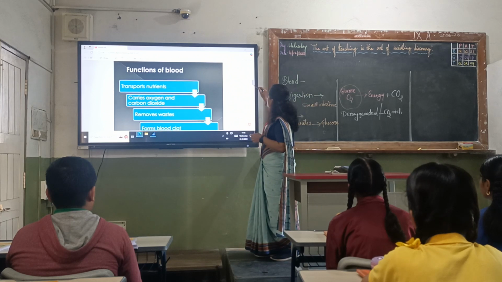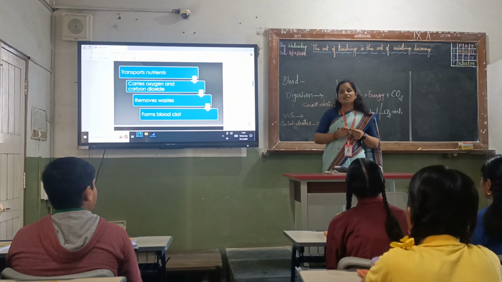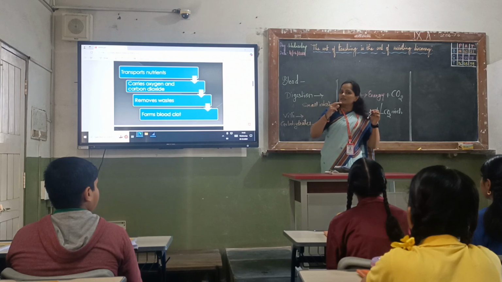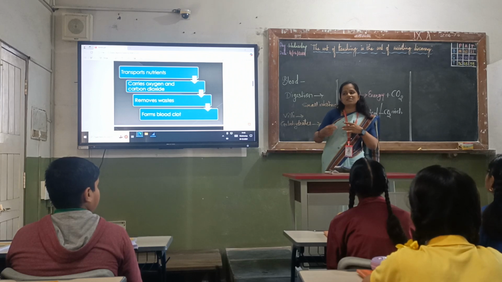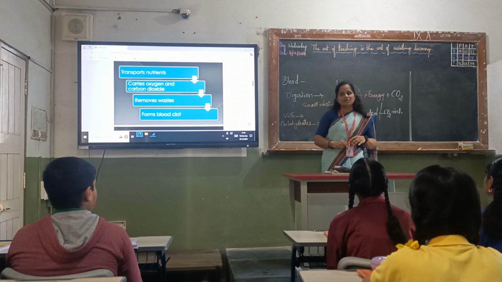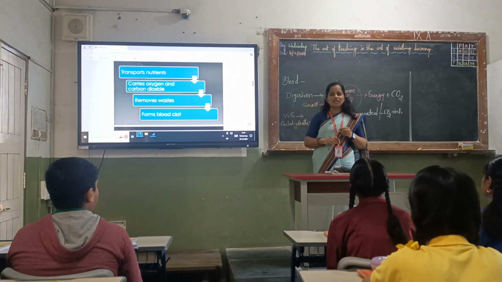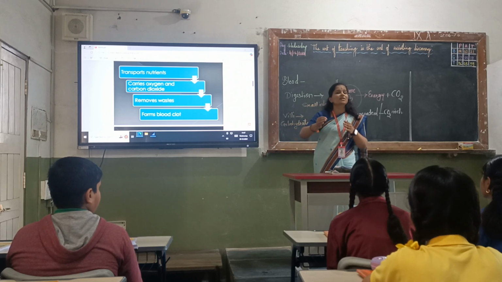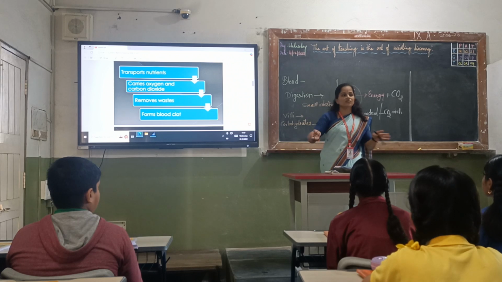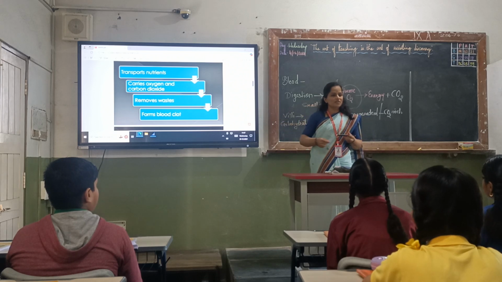And the last one is important. The fourth function is important because blood also helps to protect the body. Sometimes you may fall, and at that time it may hurt you and start bleeding. But after some time, the bleeding stops. So one component of the blood helps to stop that bleeding, and that component is the platelets. Platelets clot the blood at the place of the injury and prevent the blood from flowing out of the body. So it forms the blood clot. These are the functions of the blood.